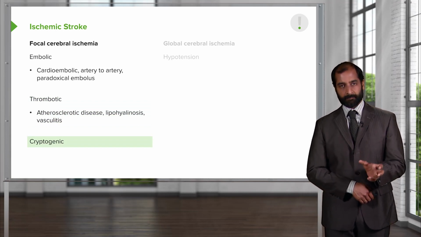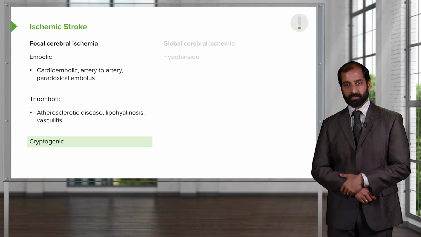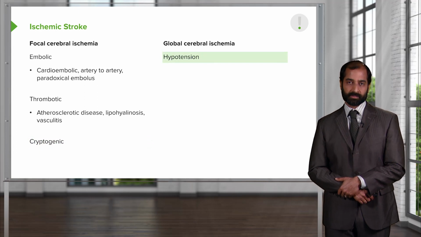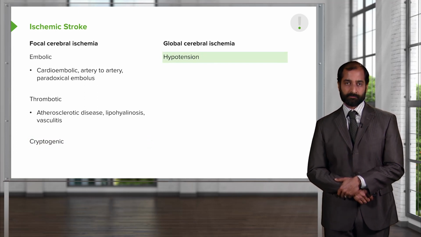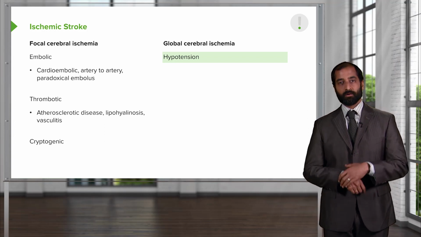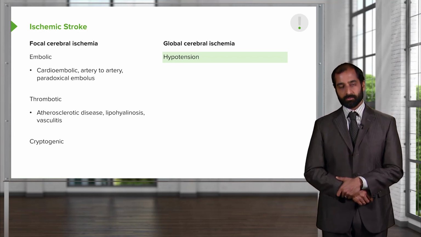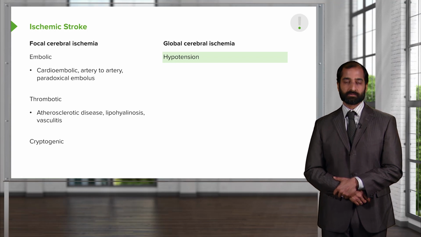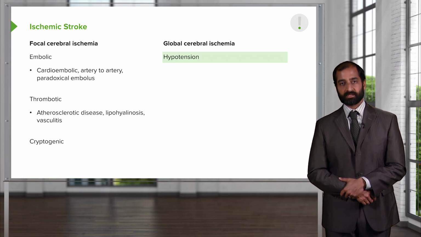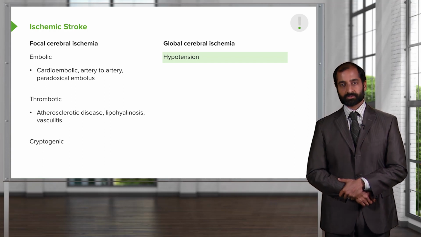So on this side, it'll be focal type. And then on this side, globally, what may happen? Well, globally, your patient may be suffering from hypotension. Globally versus focally. So if the entire body is undergoing hypotension, then there's going to be decreased blood supply, obviously, to the brain. Once again, causing an ischemic type of stroke, but this is global in nature. Keep that in mind.